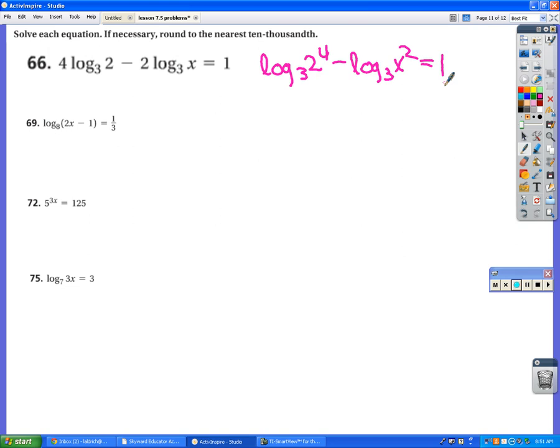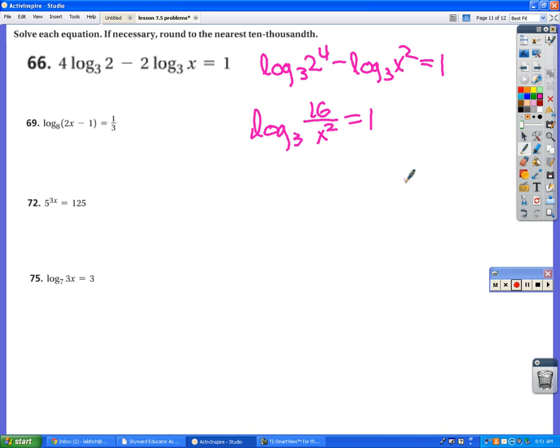And then, first of all, 2 to the 4th is what? 16. So I'm going to write that as 16. Well, isn't subtraction the same as division? So I can rewrite this as log base 3 of 16 over x squared equals 1.